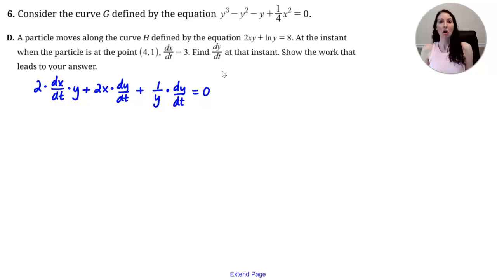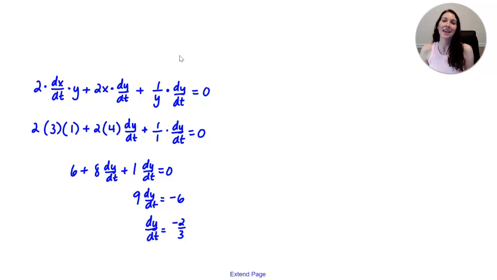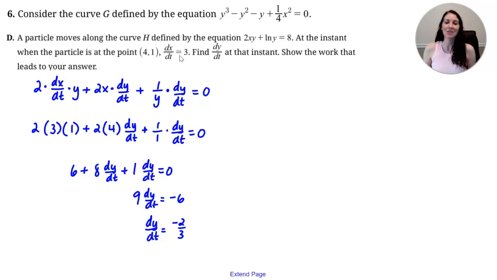Then I'm going to plug in all the information that I'm given. I know that x is 4, y is 1, dx/dt is 3, and I'll use this to solve for dy/dt. Doing some simplifying, I get 6 plus 8 dy/dt plus 1 dy/dt equals 0. Combining those dy/dt like terms, I get that 9 dy/dt is equal to negative 6. And solving for dy/dt and then reducing my fraction, I see that dy/dt is negative 2/3.